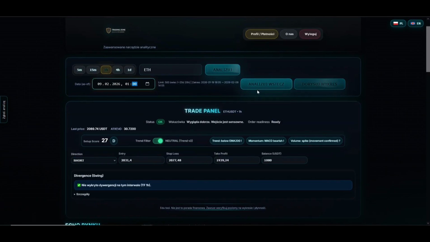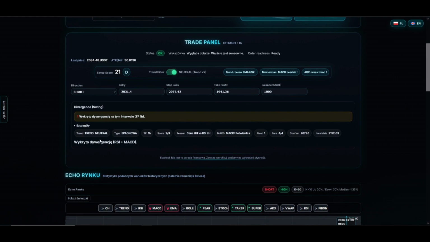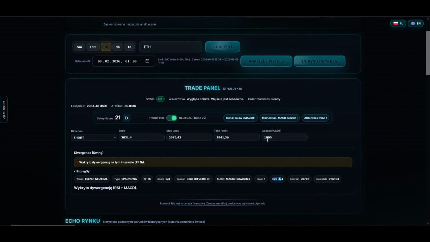And now let's look at what happened at 1 o'clock in the morning. A message appeared here, divergence detected on this 1 hour interval. If we expand the details, here we have this. So a scoring of 2 out of 3. All the conditions that the price simply has a higher price, while the RSI is simply at a lower value. We have 4 such confirmed candles because there will also be a lot of noise.